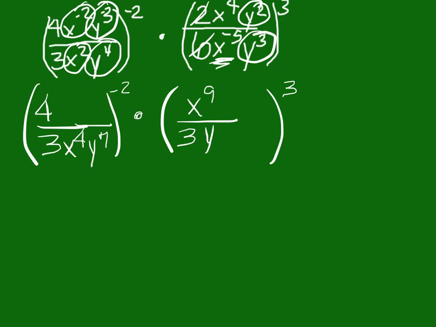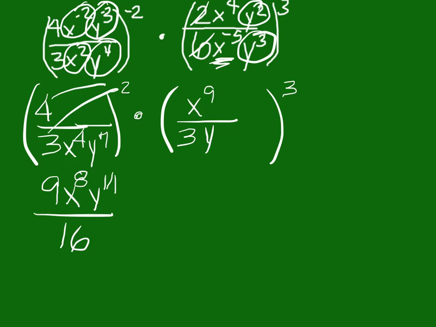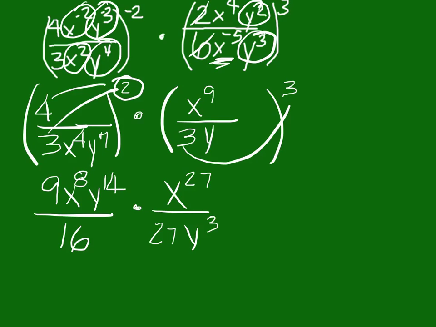So when you go back through and look at this, you're going to have 4 to the negative 2 power. That's a 16, but it's got to go to the bottom. And then 3 to the negative 2 power is a 9, but it's on top, as well as the x to the 4th, which is now squared to get x to the 8th, and then y to the 14th, since that was a negative exponent. And then over here it's a positive exponent, so it's going to be x to the 27th. On the top and on the bottom, 3 to the 3rd is 27, and then you'll have y to the 3rd. From there you can cancel out 9 into itself once, into 27 3 times.